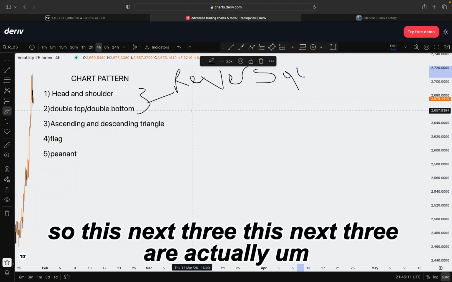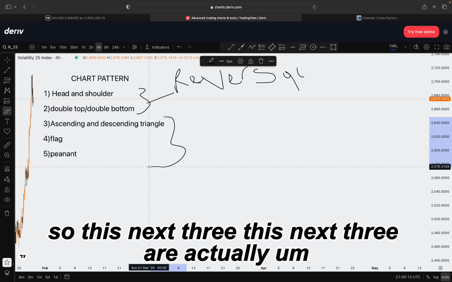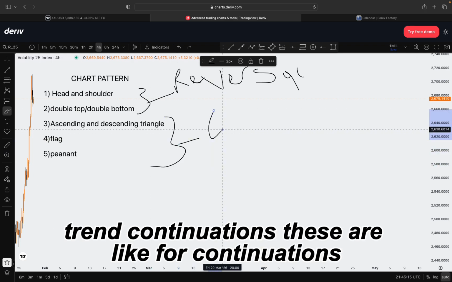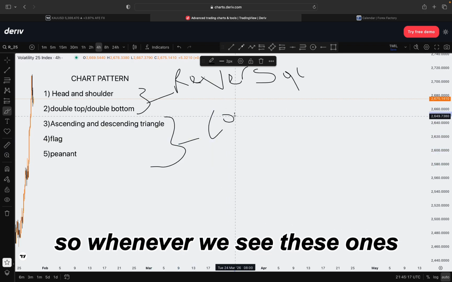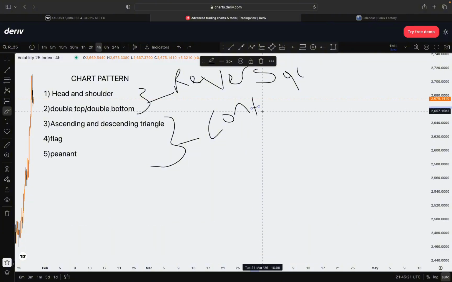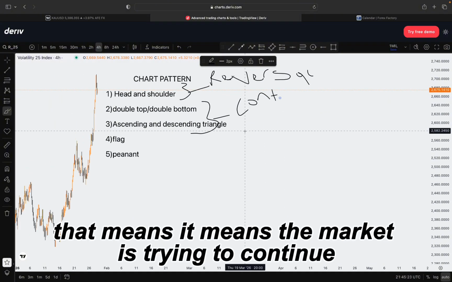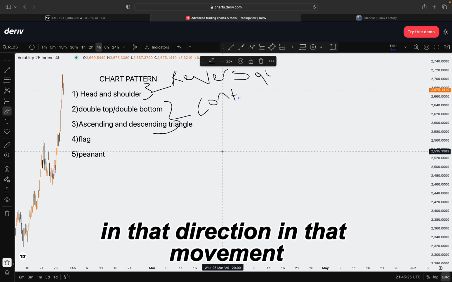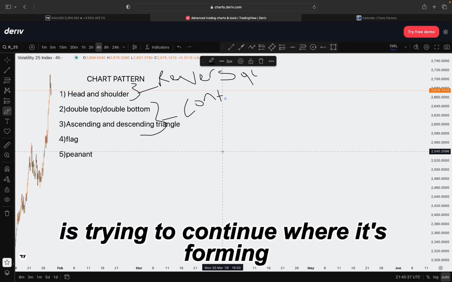So these next three are trend continuations. These are for continuations. So whenever we see these ones, we know that okay, the trend wants to continue. Whenever these ones are forming, it means the market is trying to continue in that direction, in that movement. It's trying to continue where it's forming.